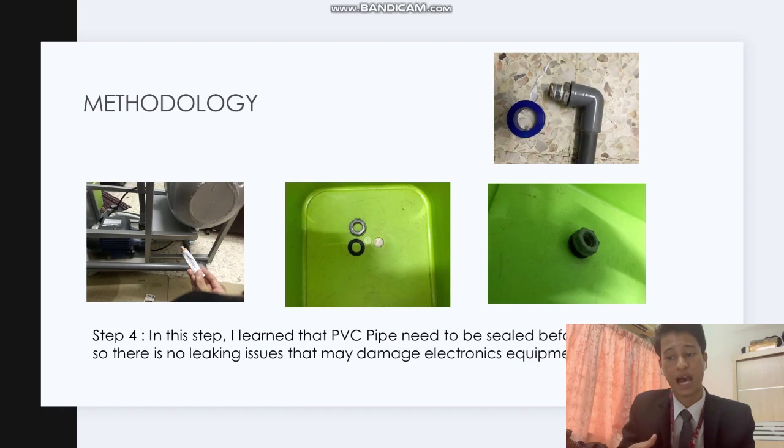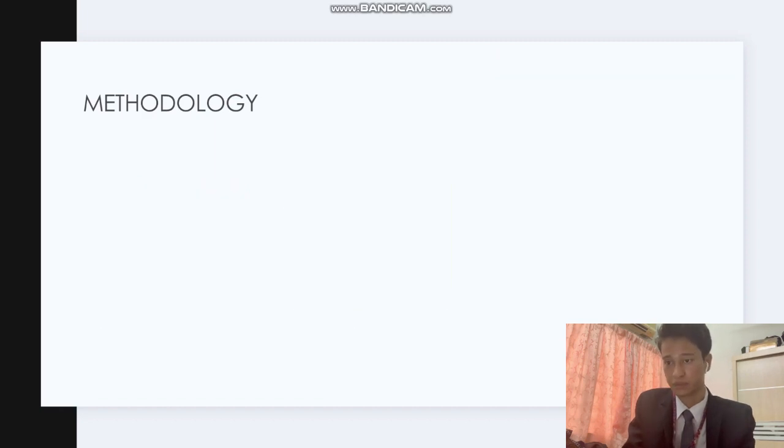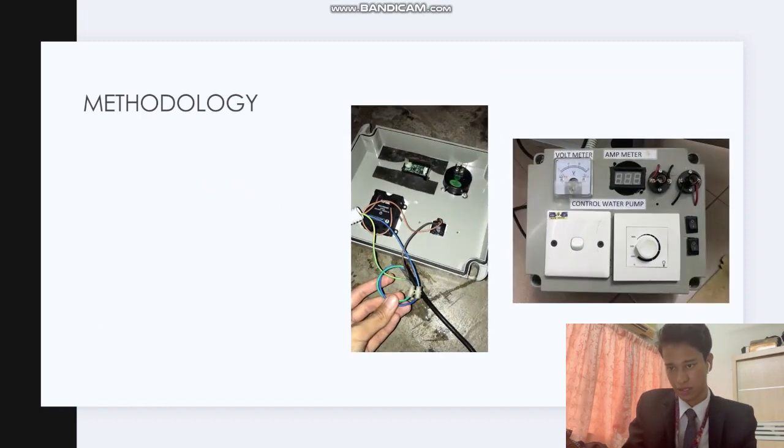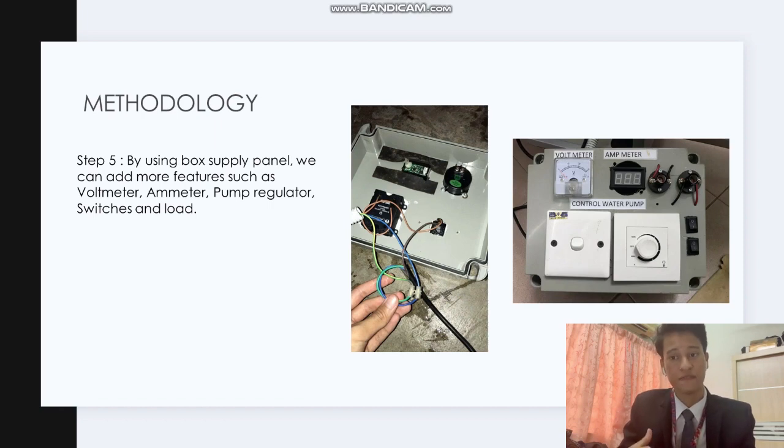In this step, I learned that the PVC pipe needs to be sealed before using it, so there is no leakage or issues that may damage electronic equipment. And next, step 5. By using a box supply panel, we can add more features such as a voltmeter, ammeter, pump regulator, switches, and load.